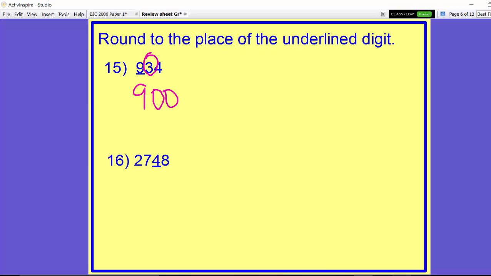Number 16, we have 2,748. The 4 is underlined, so we're looking at this 8. The 8 is greater than 5, which means that we're going to increase our number by 1. So that 4 is going to become a 5. So we have 2,750.